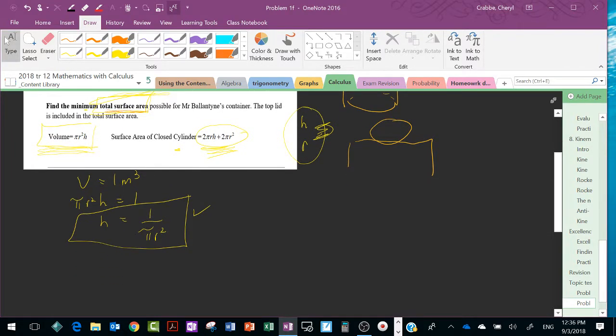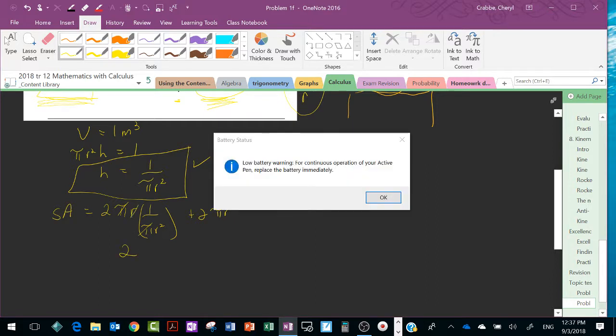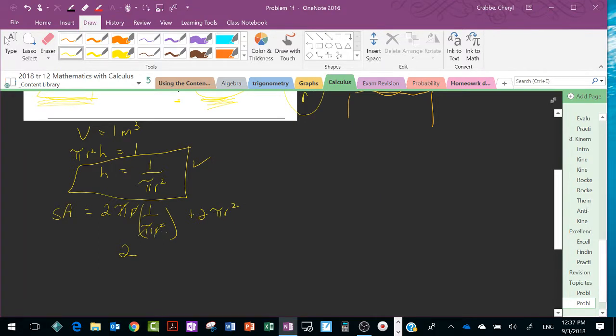So now we have the surface area formula, which is 2 pi r, and instead of h, I'm going to put in 1 over pi r squared, plus 2 pi r squared. Now, I'm going to simplify this before I start doing anything with it, and I'm going to end up getting 2 over r plus 2 pi r squared, because there are r's on the bottom. That's the surface area formula.